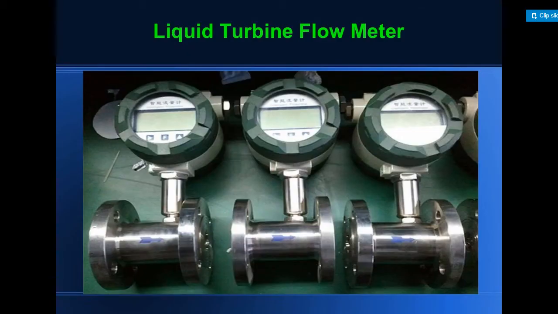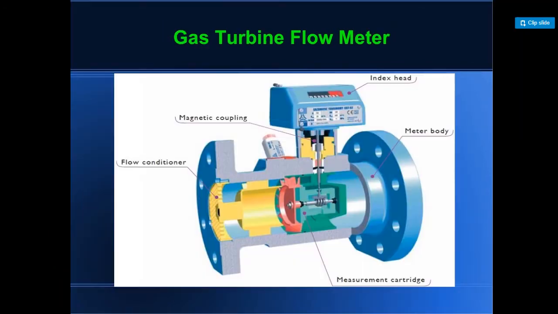This diagram shows liquid turbine flow meters. This diagram shows a gas turbine flow meter. This is the flow conditioner installed, with a magnetic coupling to receive the signal. This shows the reading, this is the metal body, and this indicates the metal cartridge.